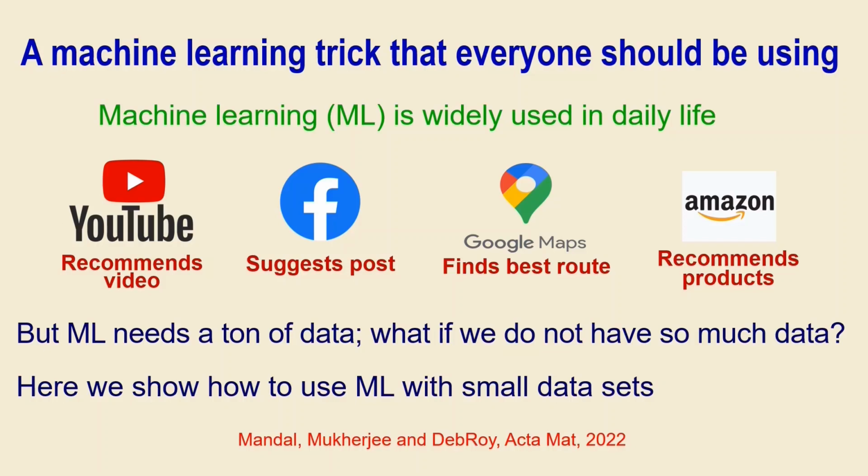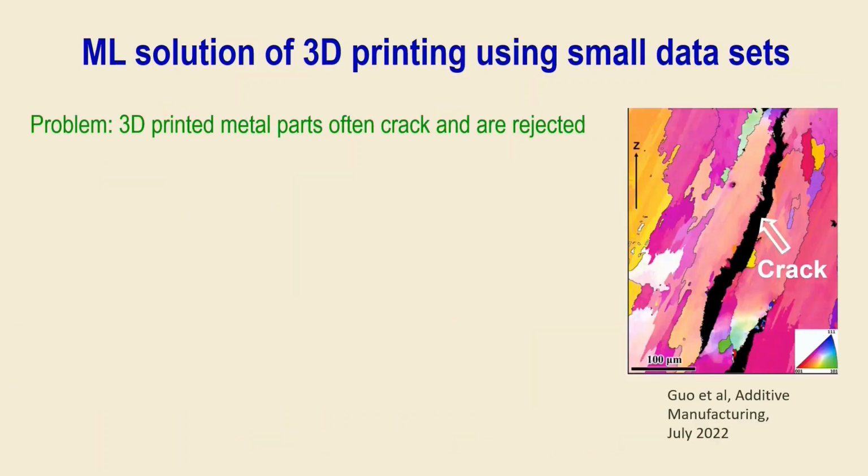And this is a trick that we discussed at length in a very recent paper in Acta Materialia that has just been published. Machine learning using small data sets is very important. So here is an example.